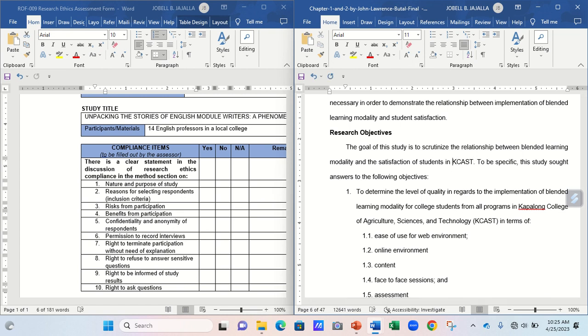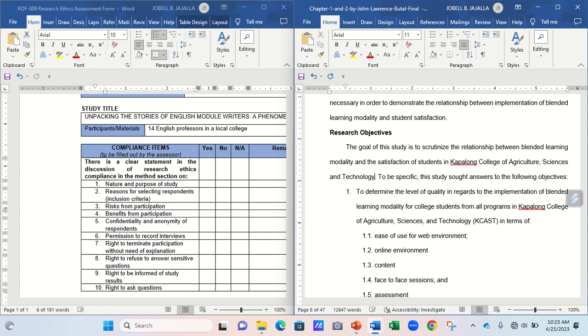Just remove the parentheses, the pair of parentheses. So instead of using the acronym, just spell this out: Kapalong College of Agriculture, Sciences and Technology.